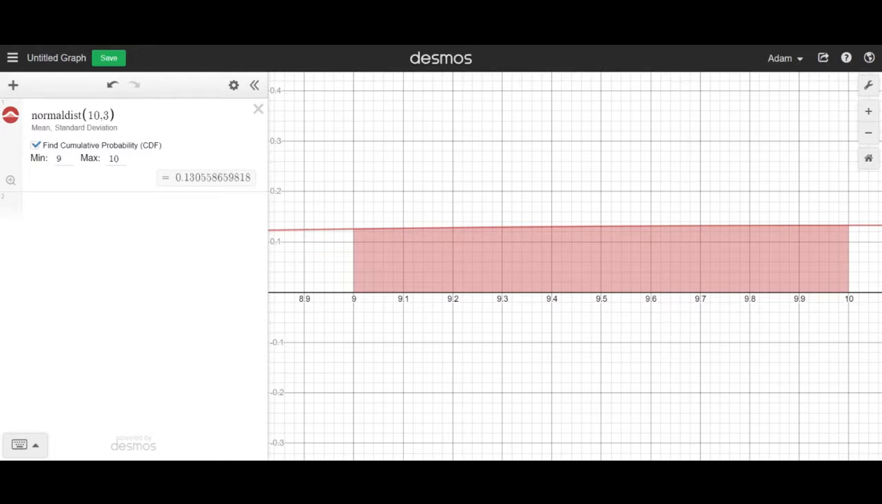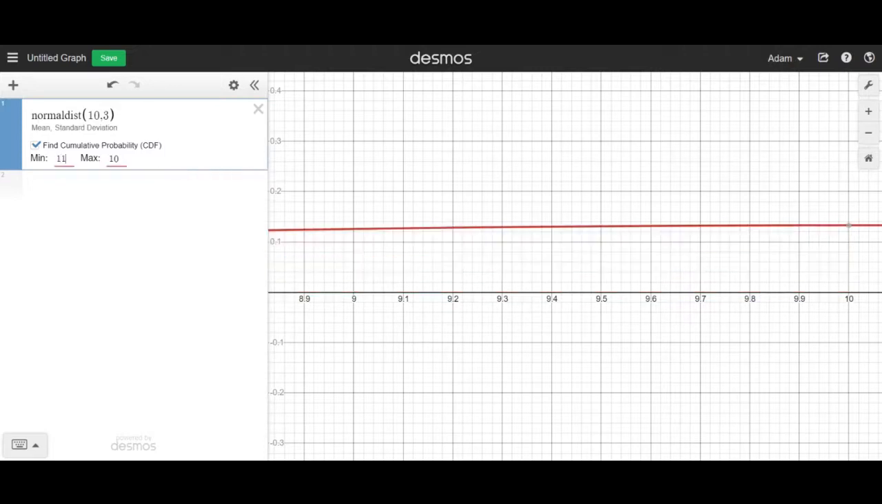Now that was for 9 and 10. And the next one was between 11 and 13. Let's see what that is. Well, for 11 and 13, it's the same process, right? We're going to have a minimum of 11. Maximum is going to be 13.